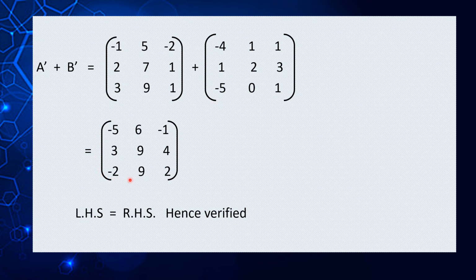When we see it, this is the sum, that is minus 5, 6, minus 1, 3, 9, 4, minus 2, 9, 2. Since this is equal to the LHS, we can verify that A plus B the whole transpose is equal to A transpose plus B transpose.